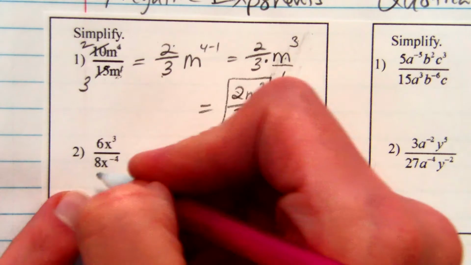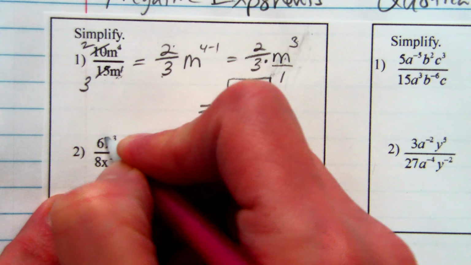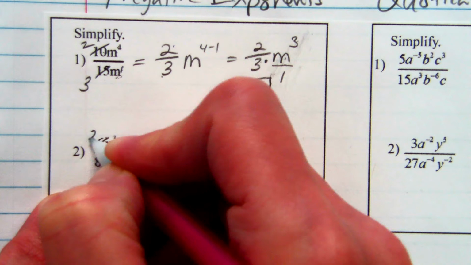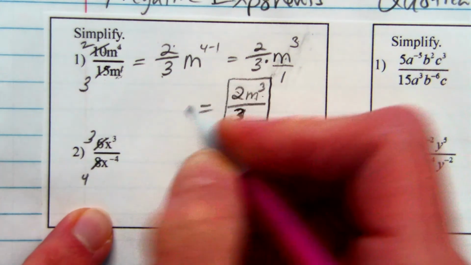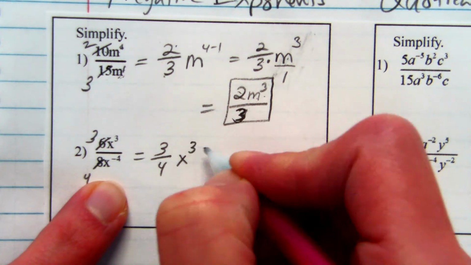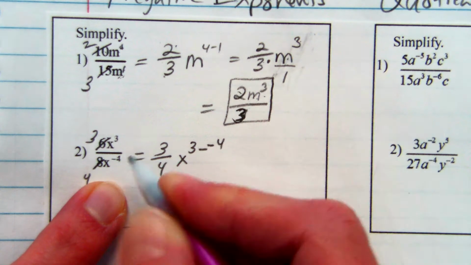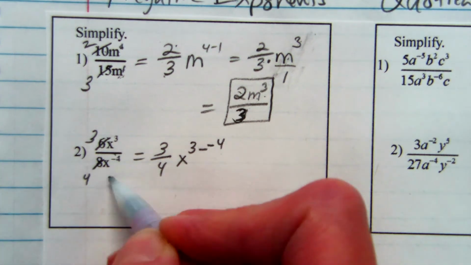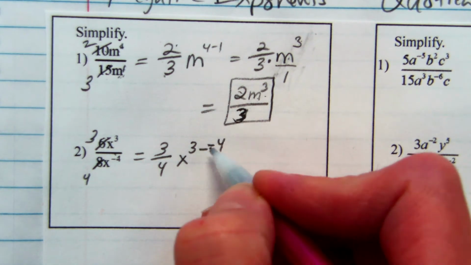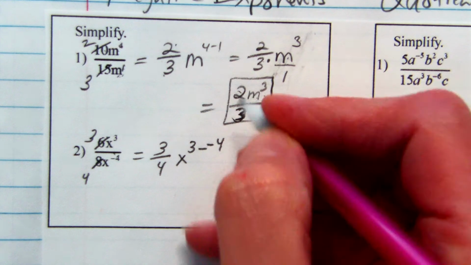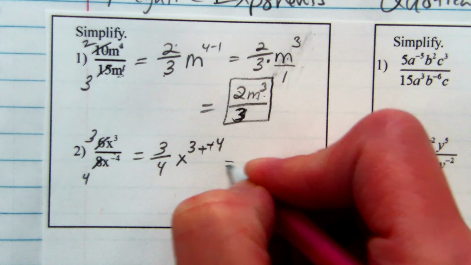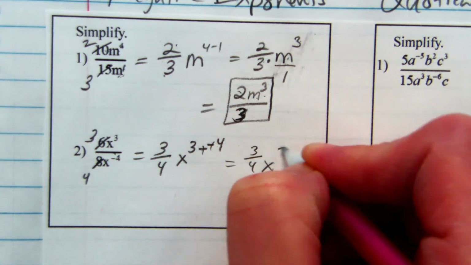Okay, so let's look at the next one. Let's reduce 6 over 8. What are we going to get? 6 over 8. What do I divide by? 2. So 6 divided by 2 is 3. 8 divided by 2 is 4. So you could think of this as 3/4. And then on the x, I'm going to take 3 minus negative 4. You're subtracting because that's the rule for the quotient property. But there's also a negative there. So I have to remember to keep change, which basically means this is going to become plus. And you get 3/4 x to the 7th.